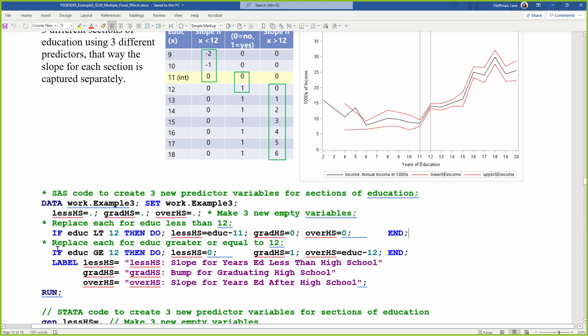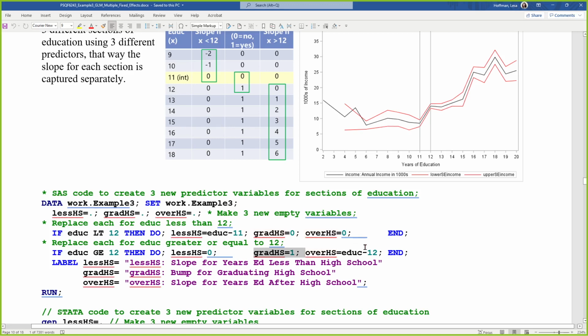All right. Then the other case, if it's greater than or equal to 12, first column, zeroed out. So less than high school goes to 0. Second column is a constant. One to out. Is that a phrase? If you can zero something out, can't you one it out? I just did. One it out.